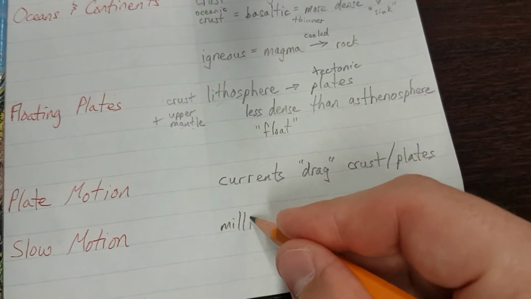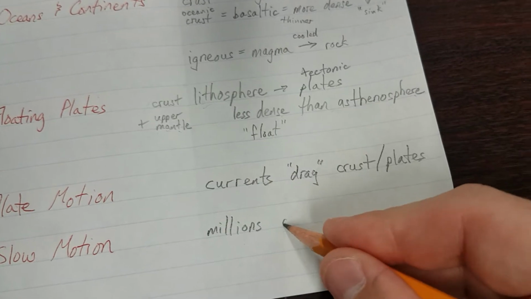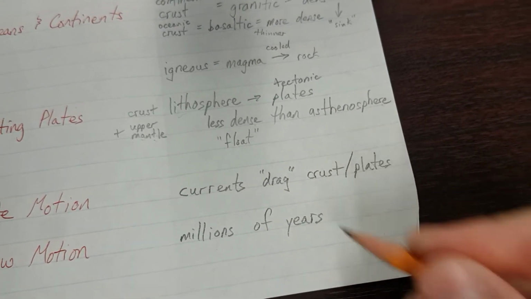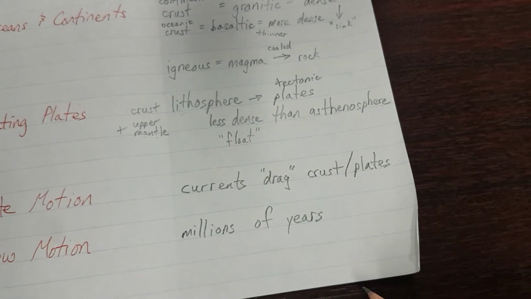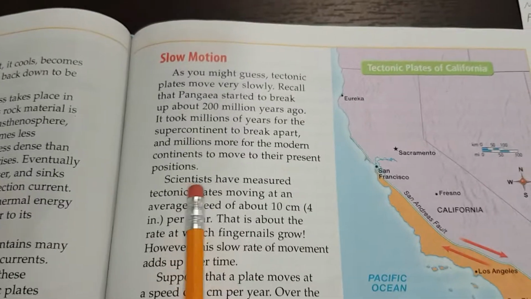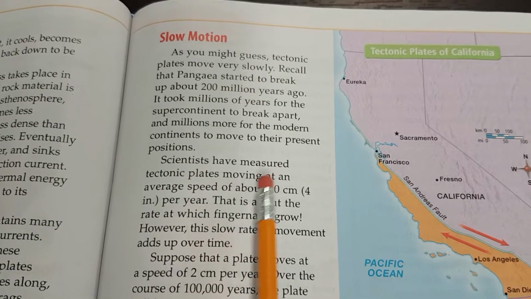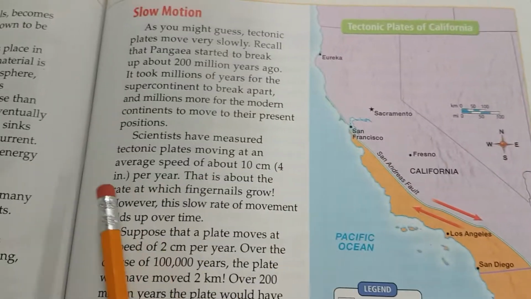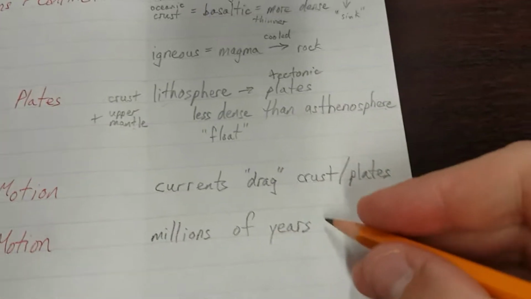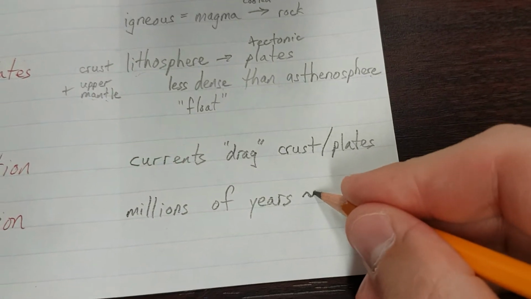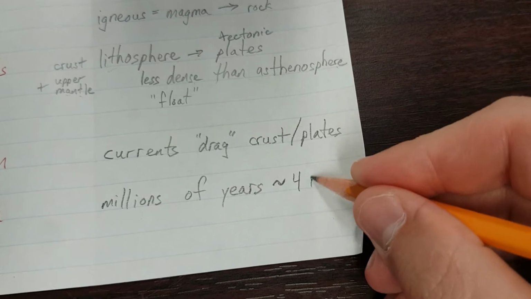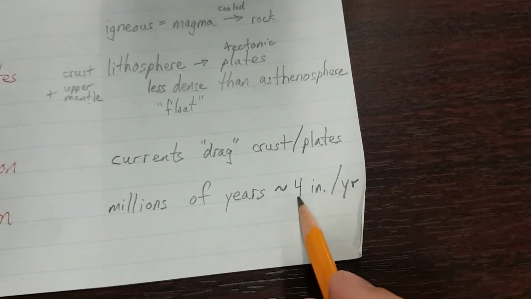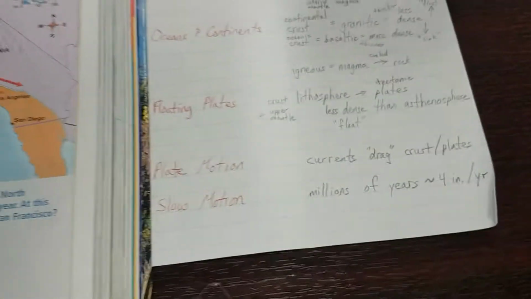Millions of years. Scientists have measured tectonic plates moving at an average speed of about 10 centimeters per year, or 4 inches per year. Okay, so we're going to do a squiggle next to millions of years. 4 in. / yr. 4 inches per year, about.